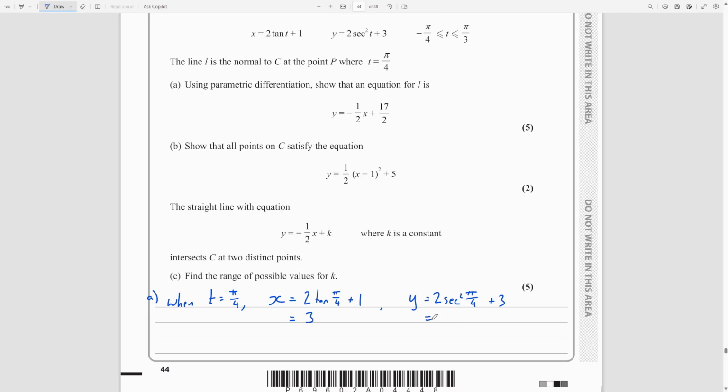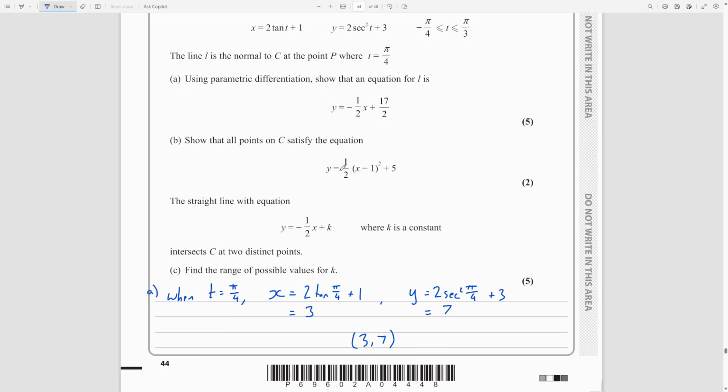Well, sec squared is 1 over cos squared, so I can just do cos of pi over 4 and square that, do 1 divided by my answer and times it by 2. So I get 4 for this, plus 3 is 7. All of that can be done with the calculator. So the coordinates are 3 and 7. Now I need the gradient. I need the gradient of the curve, and then I'll take the negative reciprocal of that. So I'm going to differentiate each of these because dy by dx is dy by dt divided by dx by dt.